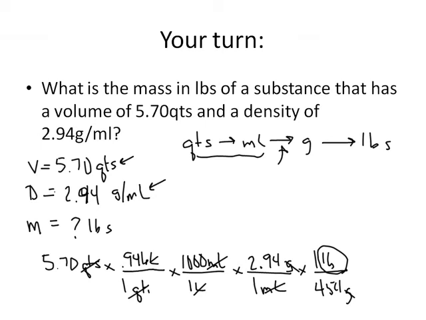So hopefully this is what you did. So 5.7 times 0.946 times 1,000 times 2.94 divided by 454, I get 34.9, which is 3 sig figs, which is what I need. 34.9 pounds. Box my answer. There was my solution page.